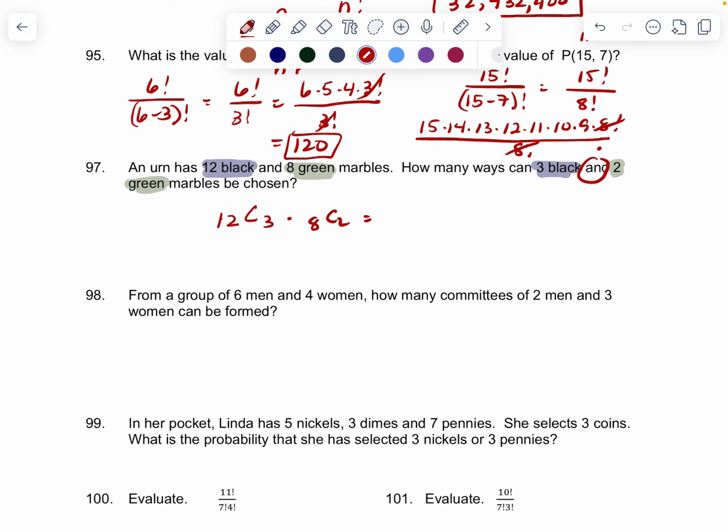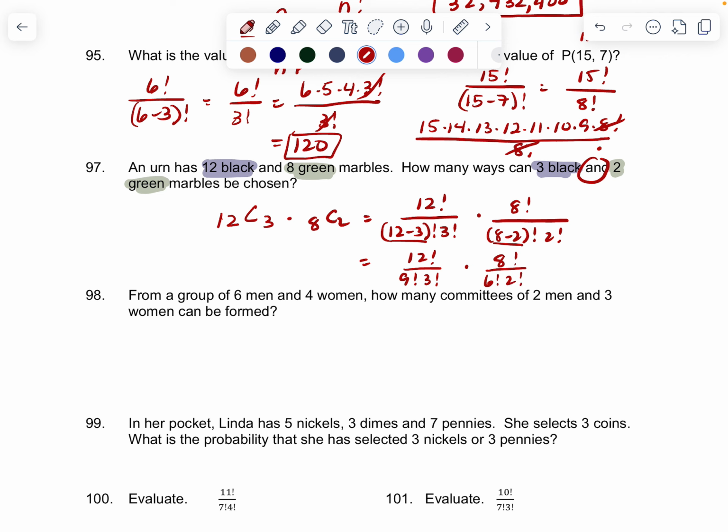Okay, and then you guys, plugging that in, so these are combinations. Let's see if we can figure this out. So for the first one, it's going to be 12 factorial all over 12 minus 3 factorial times 3 factorial, and then times 8 factorial, that's just using the formula from above, over 8 minus 2 factorial times 2 factorial. So on the first one, we're going to have 12 factorial over 12 minus 3 is 9 factorial, 3 factorial, times 8 factorial over 8 minus 2 is 6 factorial, 2 factorial.